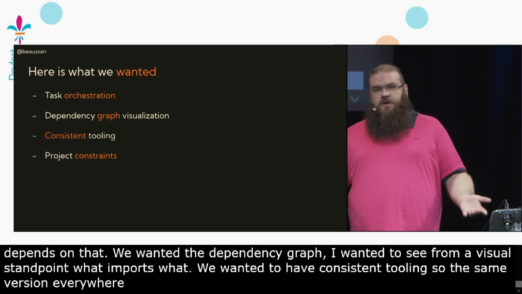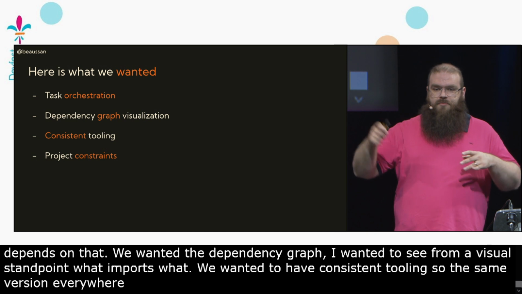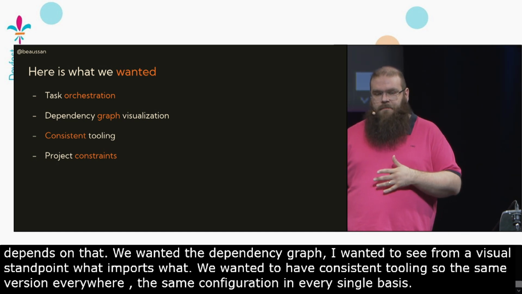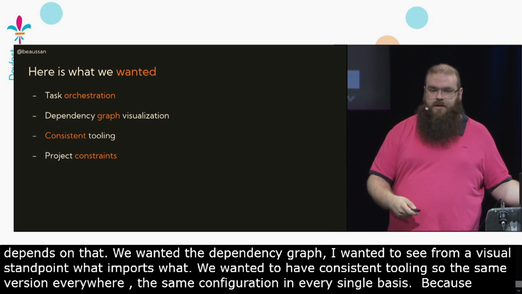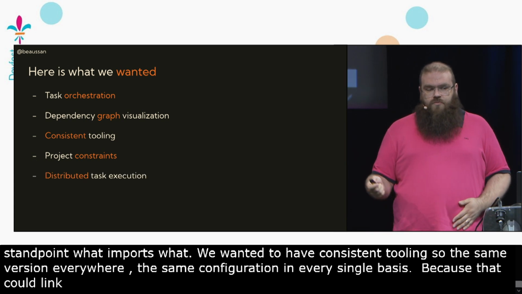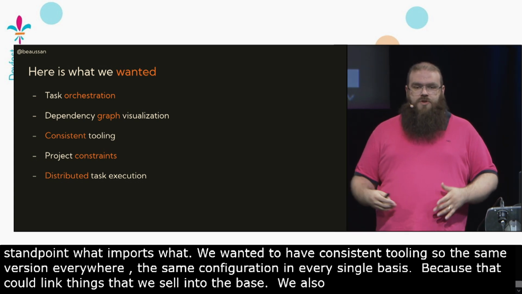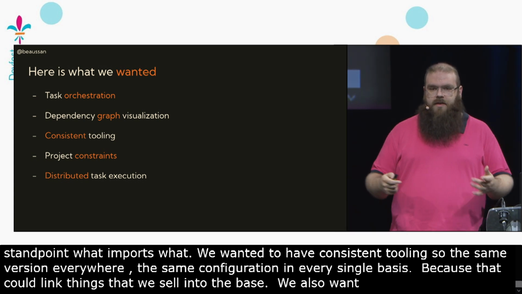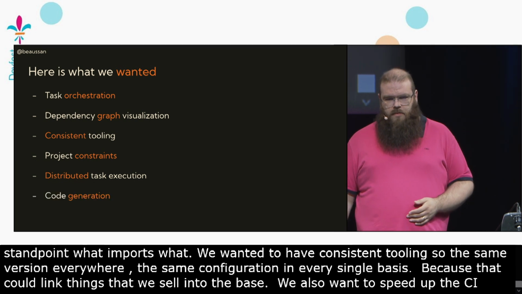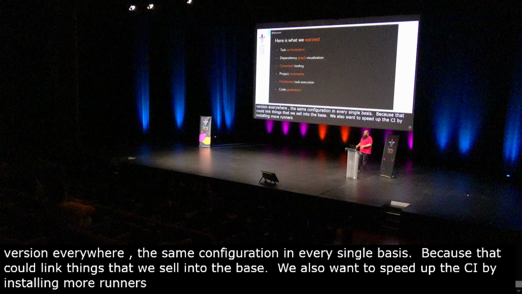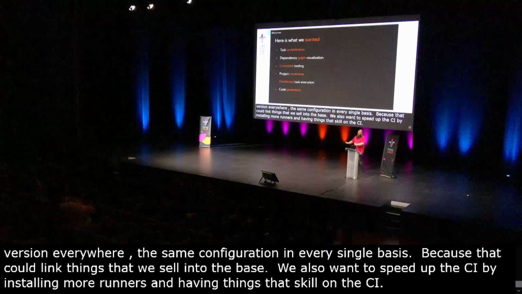We wanted to have project constraints, so we couldn't import the Pro codebase in the OSS codebase, because that could leak things that we sell into the OSS codebase. And we also wanted distributed task execution to be able to speed up the CI by just throwing more runners and having things dynamically scale on the CI. And we wanted code generation to be able to say, create me a new library. I don't care how, just do it.